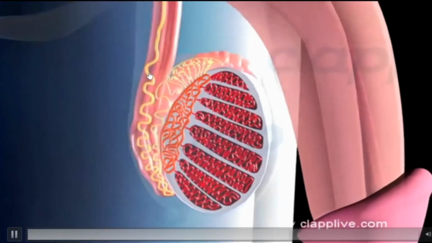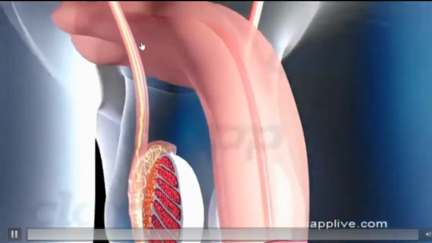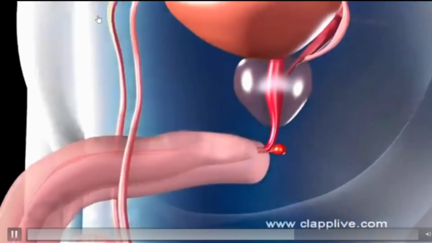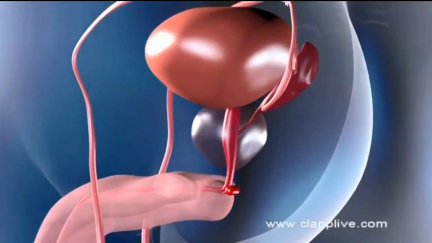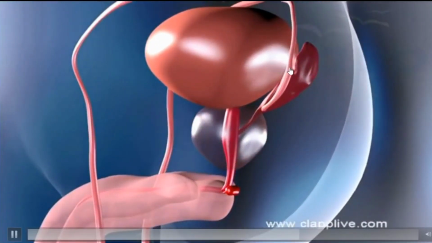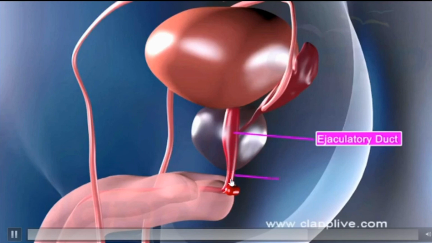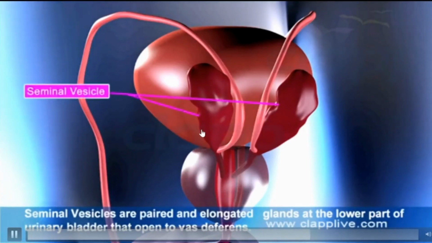It starts from the cauda epididymis, ascends to the abdomen through the inguinal canal and passes over the urinary bladder. Vas deferens receives a duct from the seminal vesicle and forms a common duct, the ejaculatory duct, which finally opens at the urethra. Seminal vesicles are paired and elongated glands at the lower part of the urinary bladder. These are the 2 seminal vesicles, one on either side, that open to vas deferens.